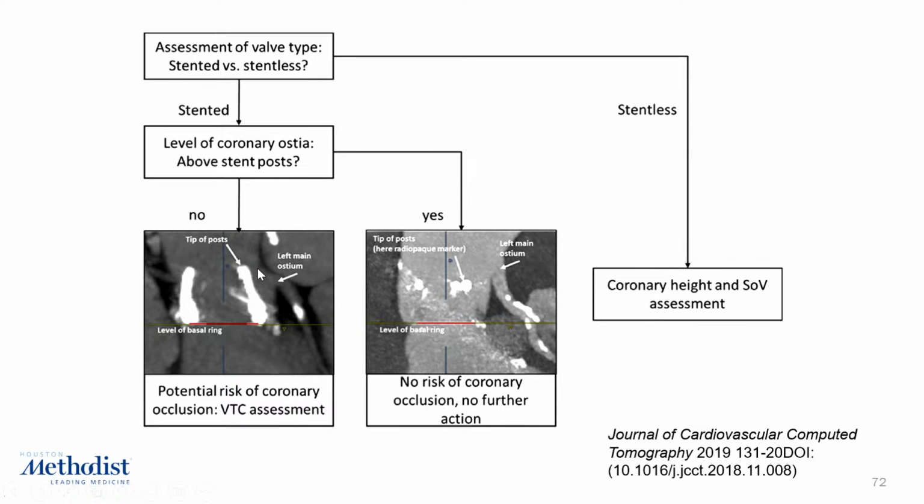Now, if the ostium of the valve is above the plane of the post, see this example here, this is the left main ostium, if it's above the level of the stent post, then there's no risk of obstruction. If the ostium here is below the level of the stent post, then you need to do these measurements that we discussed in the previous slide.